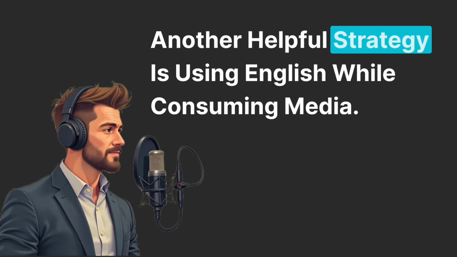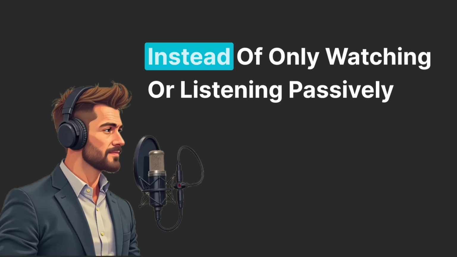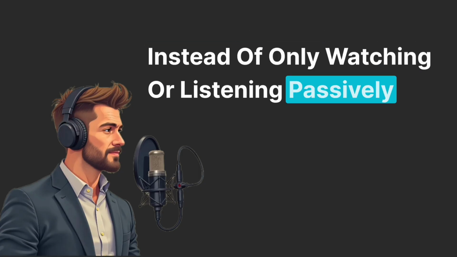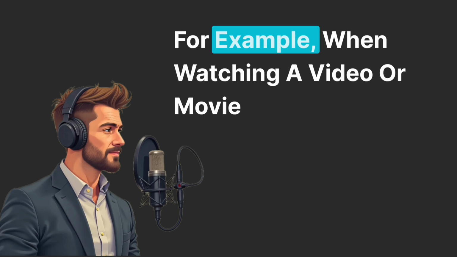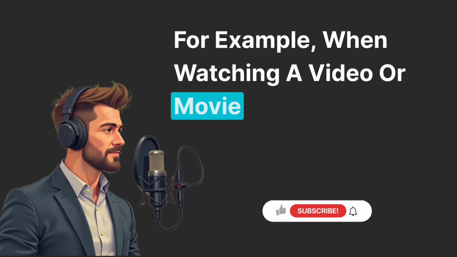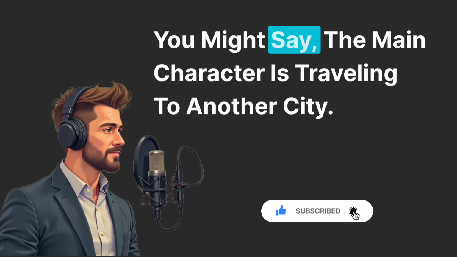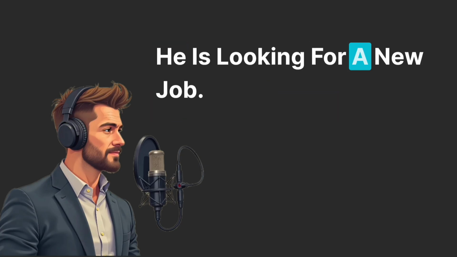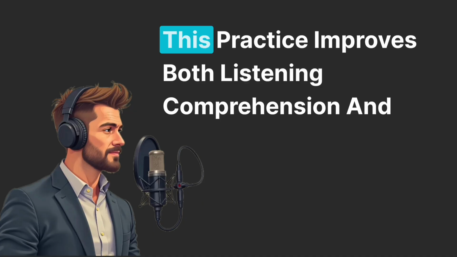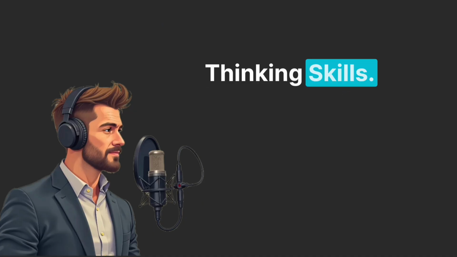Another helpful strategy is using English while consuming media. Instead of only watching or listening passively, try to interact with the content. For example, when watching a video or movie, you can pause and summarize what you understood. You might say, "The main character is traveling to another city. He is looking for a new job." This practice improves both listening comprehension and thinking skills.